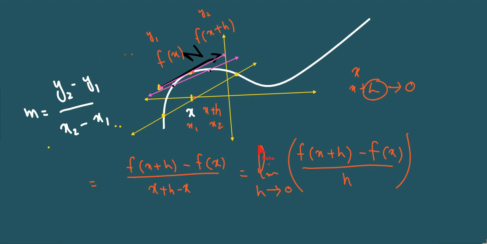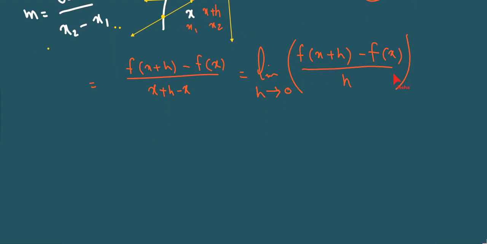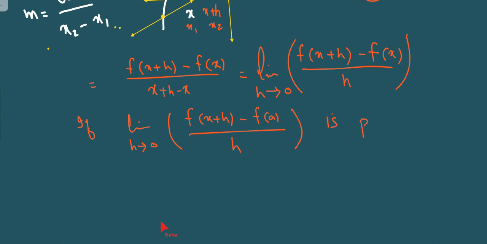Now, yeah, there are some conditions. If this term is properly defined, if a function is differentiable, if the limit as h tends to 0 of f of x plus h minus f of a over h is properly defined. Okay. Now, what does it mean now? The term is properly defined.